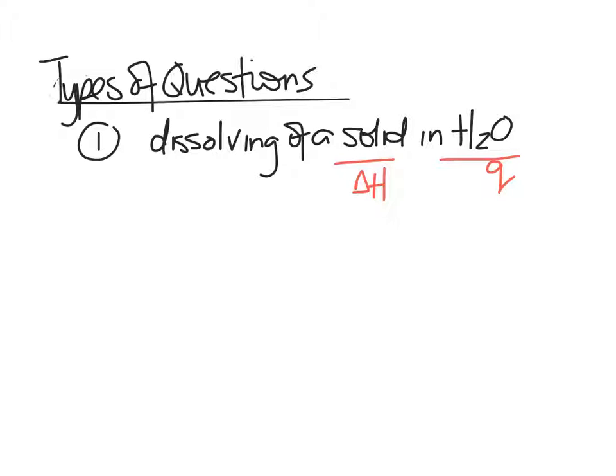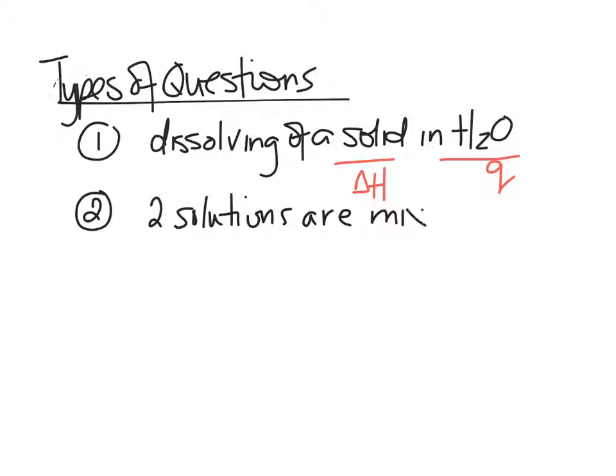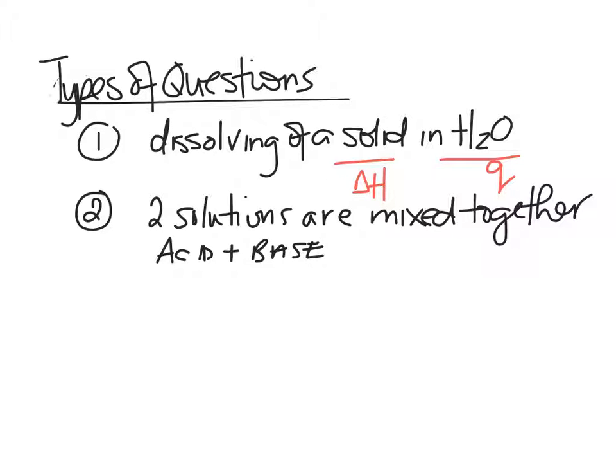Another type of calculation could be a chemical change where we're mixing two solutions together. So this is going to be a chemical change. It could be, for instance, an acid and a base, or it could be another type of double displacement reaction. This type of question is going to be a little bit tricky because you've got two solutions. So your total mass for your calorimeter is going to be the mass of both of them. Okay?